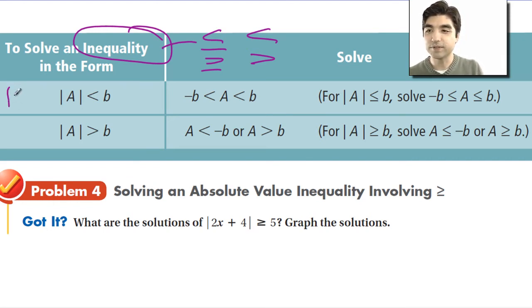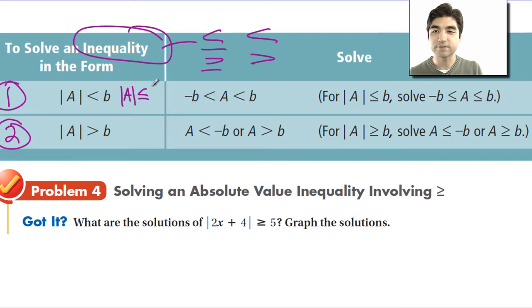The first case, there's two cases, case 1 and case 2. The first one is if you have an absolute value with a less than, and this also applies to the less than or equal to b. Okay, so what you need to do is put whatever's inside the absolute value in the middle, and then sandwich that between the two inequalities with a positive b on one side and a negative b on the other side. Then you just solve it.